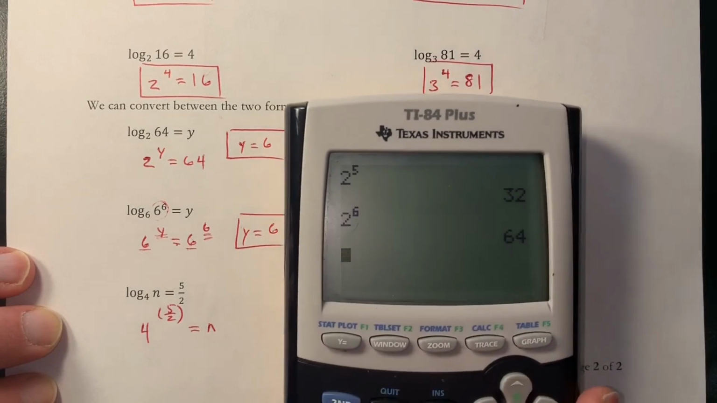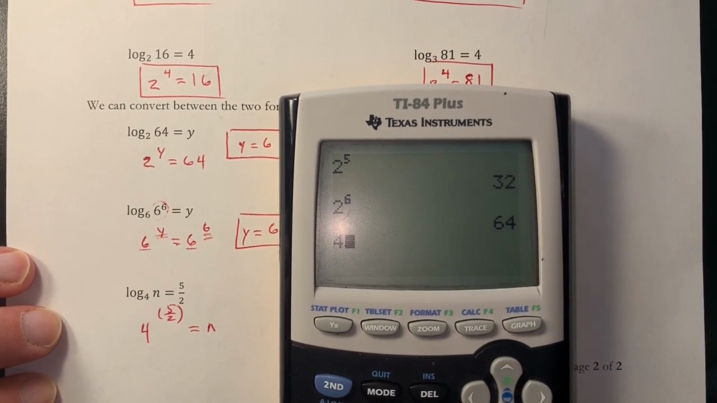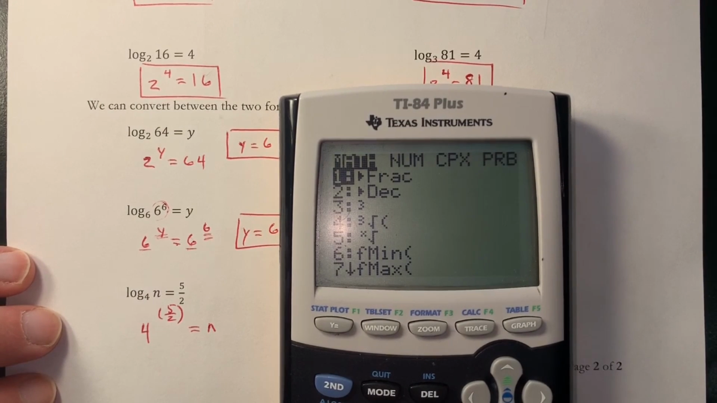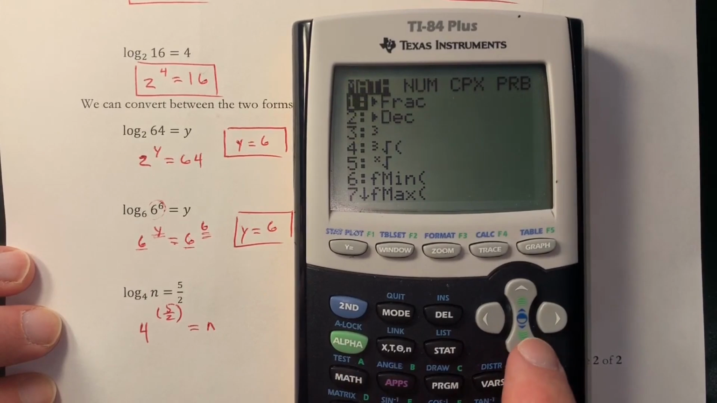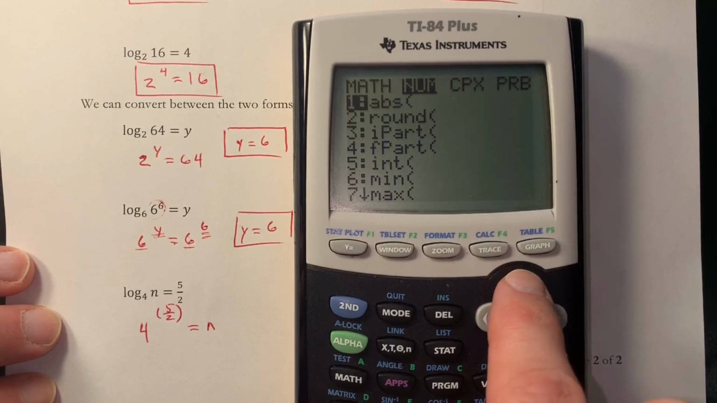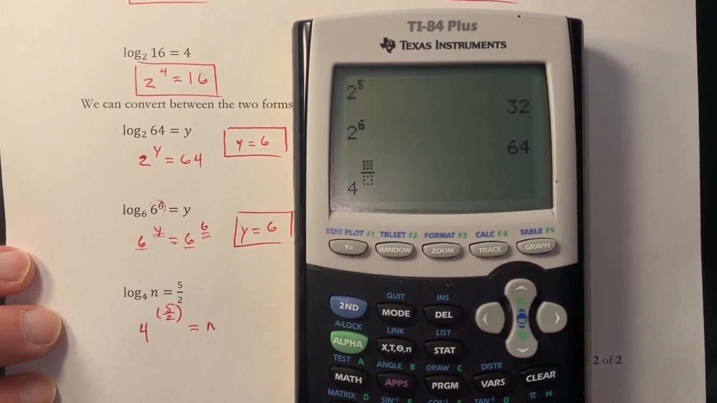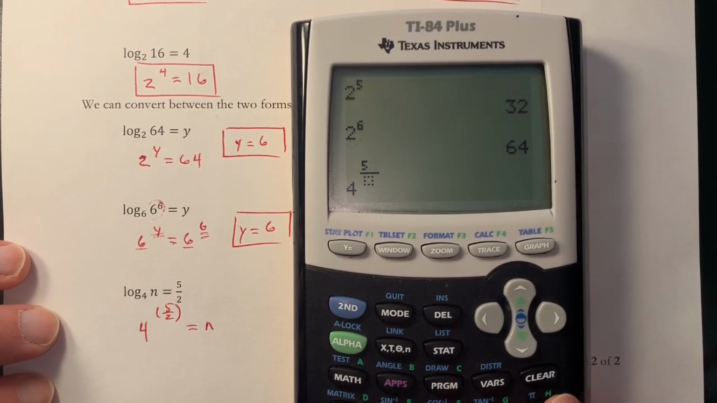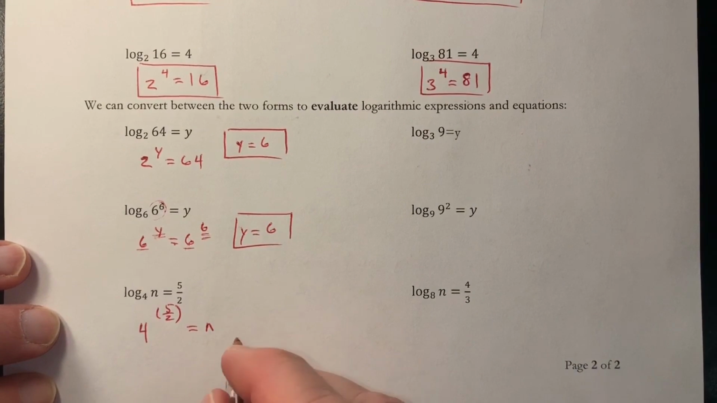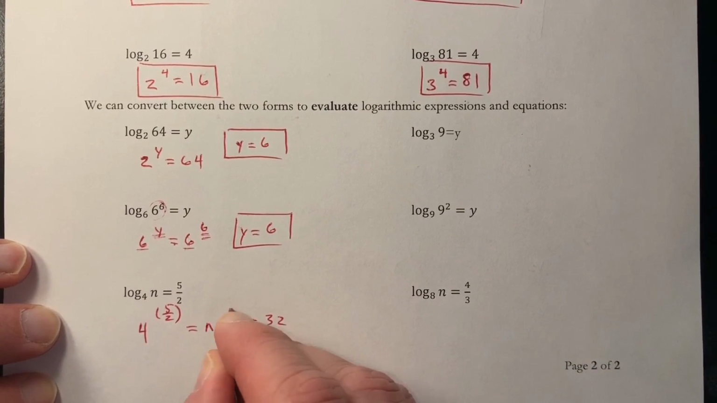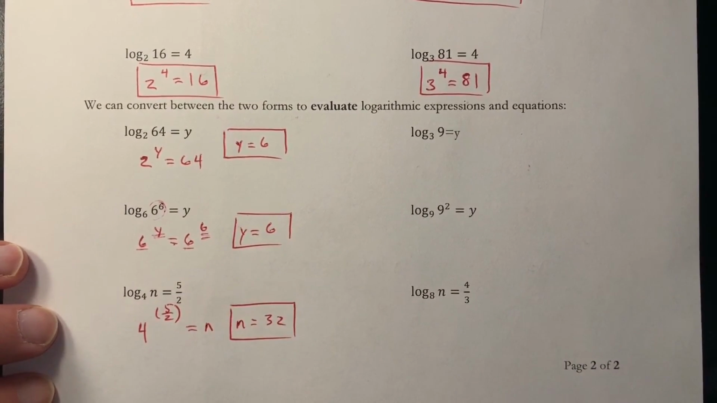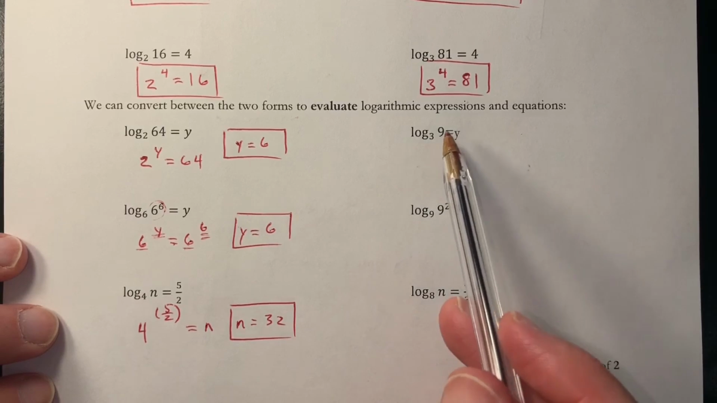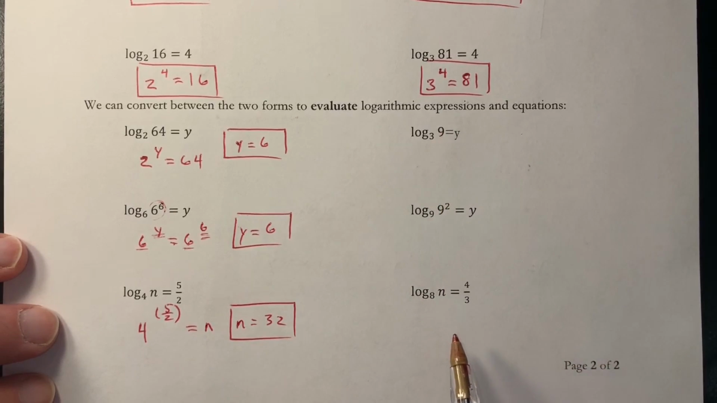going to use the calculator for this one. 4 raised to the, and I'm going to use the fraction, so that's the math key, and then over to number, I'm going to hit the up button to go to the bottom, and the power was 5 over 2, so 4 to the 5 halves power is 32. And one more time, I'd like to have you pause the video and try the 3 on the right side.